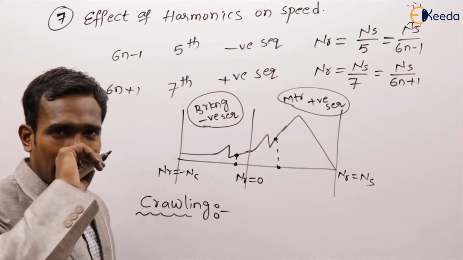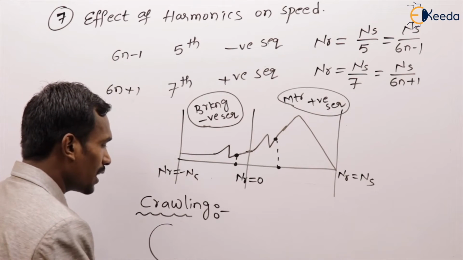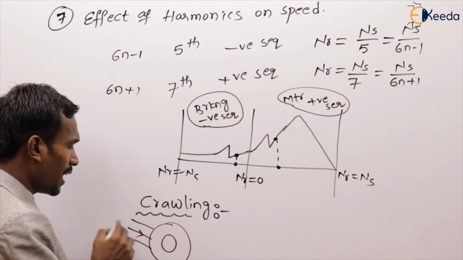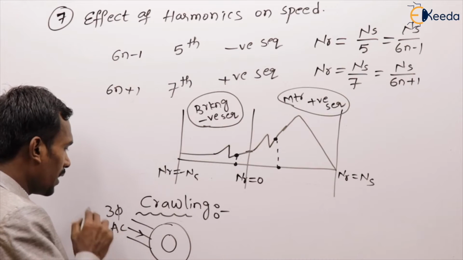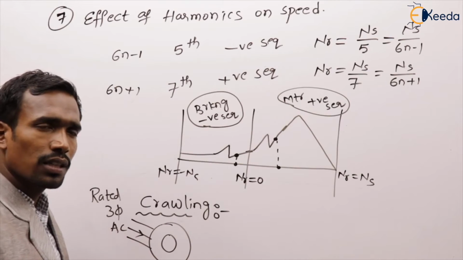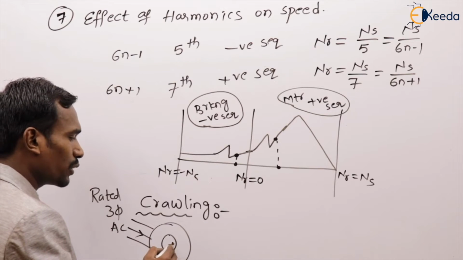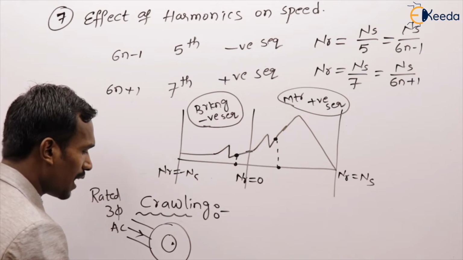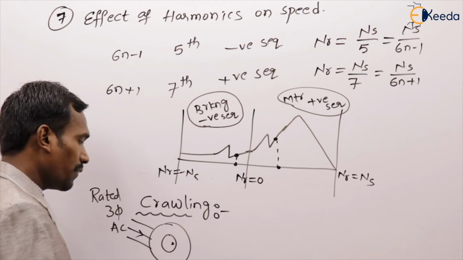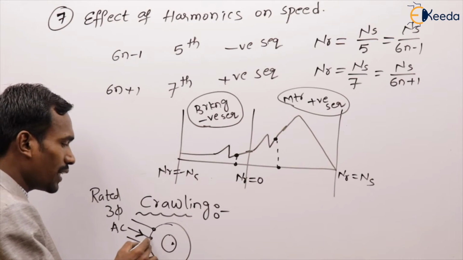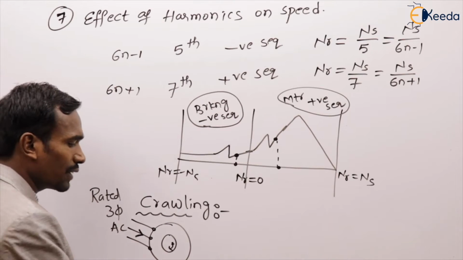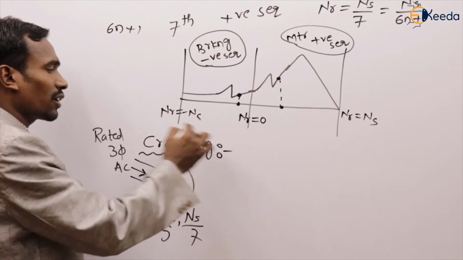Tell me, what is crawling? Generally, this is my induction machine. If rated three-phase AC supply is given to my motor, even though the rotor constantly rotates at Ns by fifth or Ns by seventh speed. Even though rated three-phase AC supply is given to the stator, the rotor constantly rotates at Ns by fifth or Ns by seventh speed. This phenomenon is called crawling.